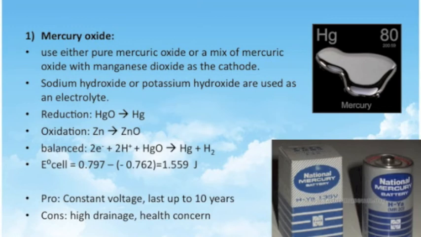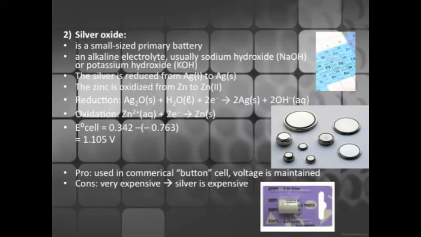The pros of this battery are the constant voltage and that it lasts up to 10 years, whereas the cons of this battery would be the high drainage, and it is a serious health concern. Therefore, a lot of countries have stopped producing them.